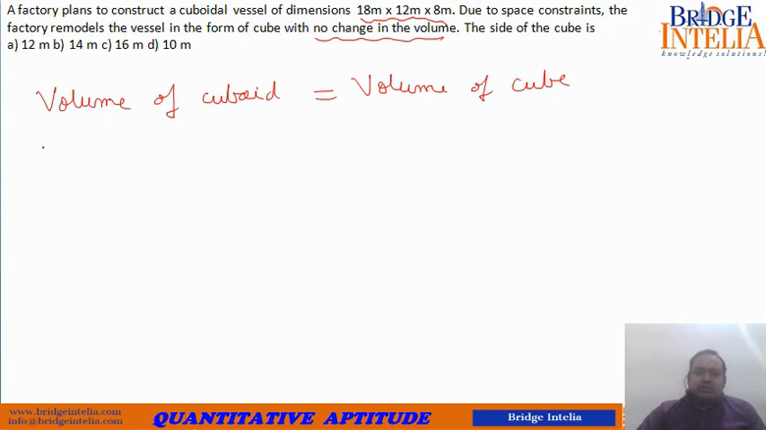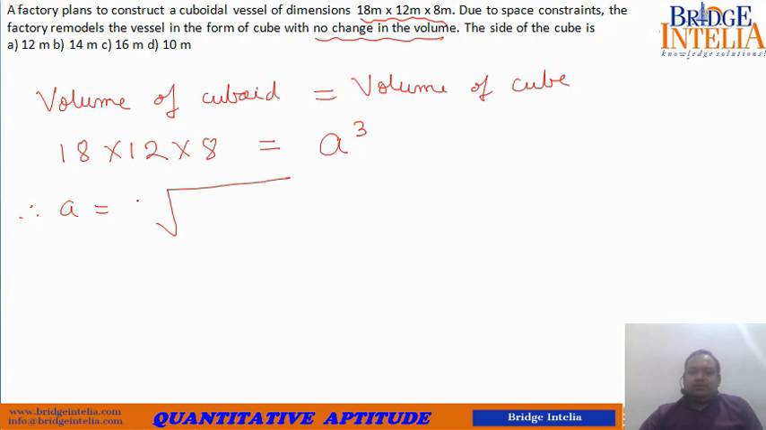So what was the volume of cuboid? It was 18 into 12 into 8, length into breadth into height. This was supposed to be made, but they changed their mind and made a cube. So volume of the cube will be A cube. So this must be equal to this. So based on this, we have to calculate the side A. Therefore, A is equal to cube root of 18 into 12 into 8. So what to do? You factorize this properly. Don't calculate this in one go. You factorize, try to make triplets because it is cube root.